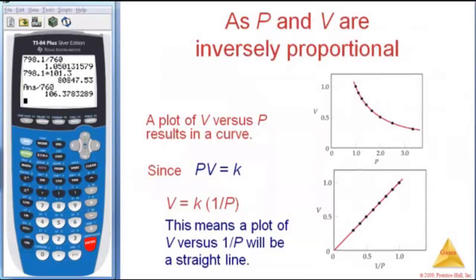So if you were to plot pressure and volume, you get this graph right here. As pressure increases, volume decreases. If you plotted pressure versus 1 over volume, or pressure times volume, either way you get a straight line. Okay, so pressure is directly proportional to 1 over V. It is inversely proportional to V.